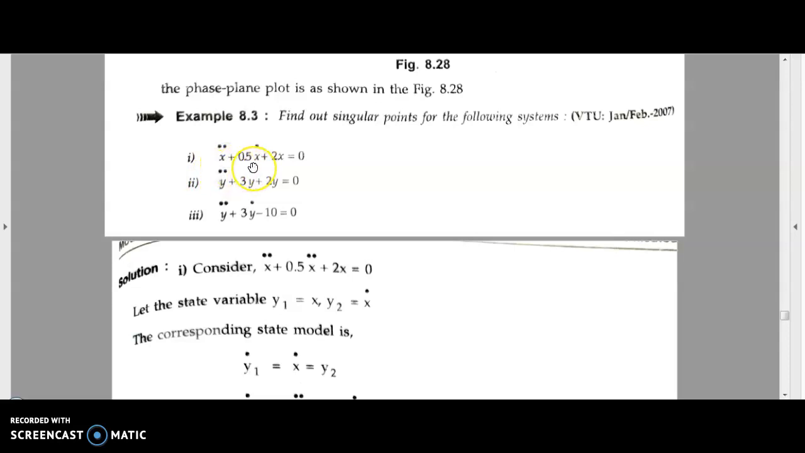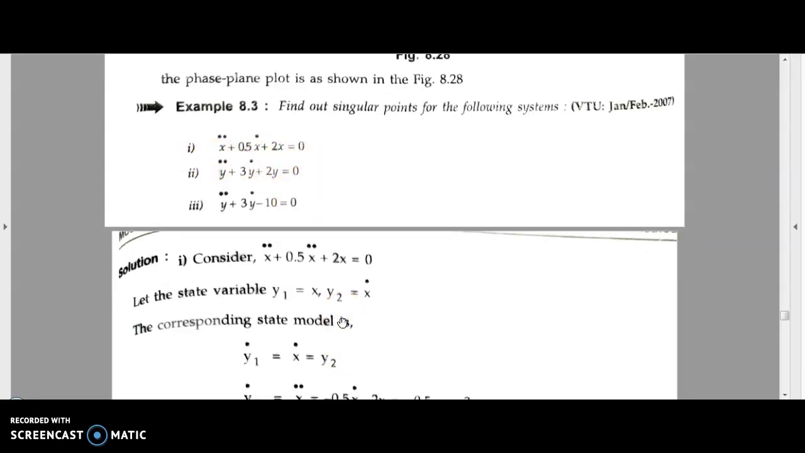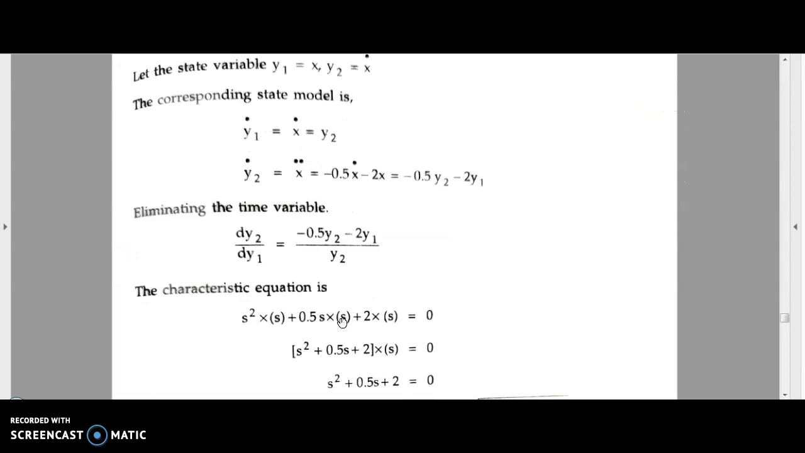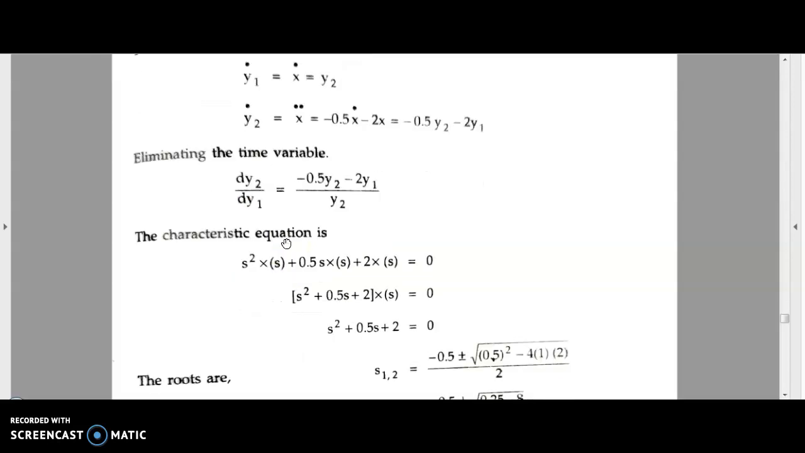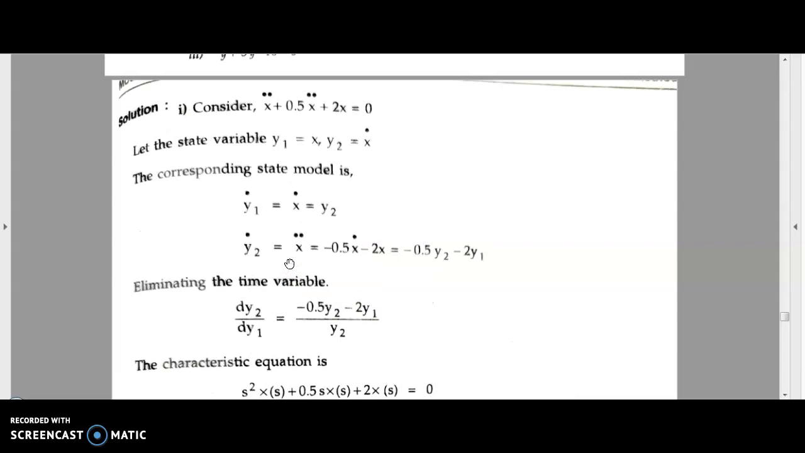So y1 dot is equal to y2. y2 dot is equal to from the given equation. See here, in this equation find the singular points. Substitute here y1, y2, y1 dot, y2 dot. See, dy2/dy1, this is the slope m, is equal to this, in the given equation.